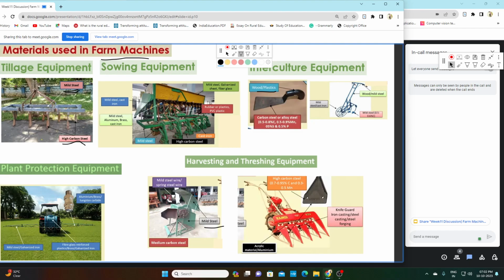Now regarding the thresher, the side wall of the thresher is made up of mild steel. Then the cylinder is made up of mild steel wire or spring steel wire, and the concave or the side frame of the thresher is made up of medium carbon steel. So these are the materials used in our farm machines.